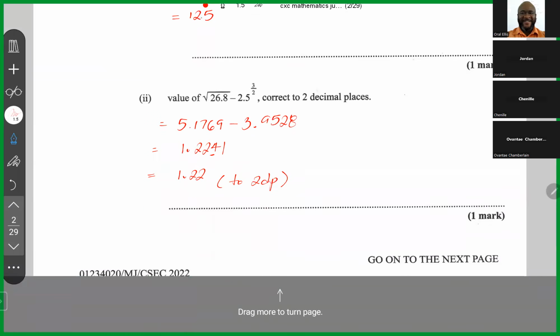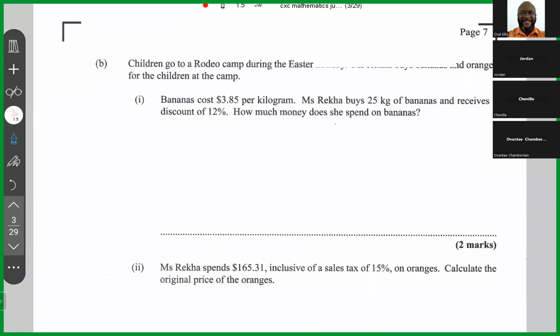Turning the page. All right, this says children go to a rodeo camp during the Easter holiday. Miss Rika buys bananas and oranges for the children at the camp. Bananas cost $3.85 per kilogram. Miss Rika buys 25 kilograms of bananas and receives a discount of 12%. How much money does she spend on bananas?